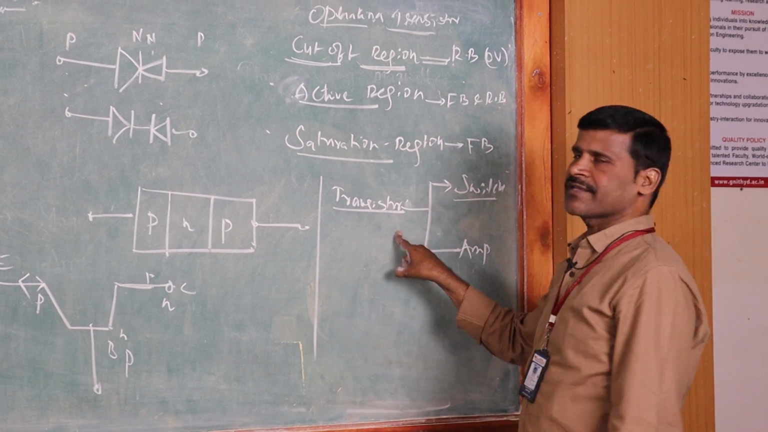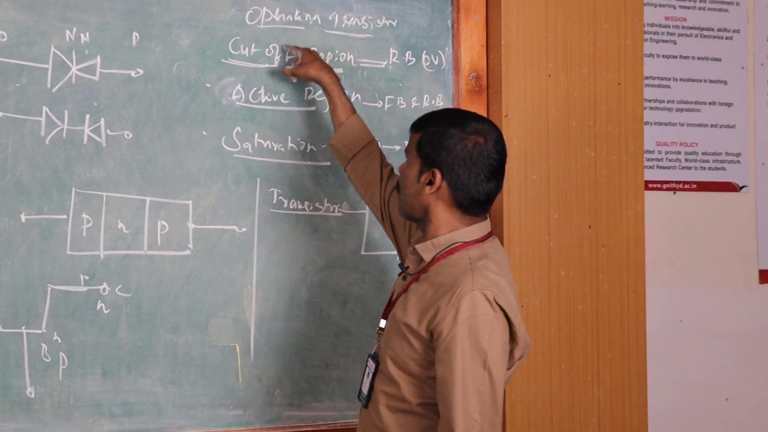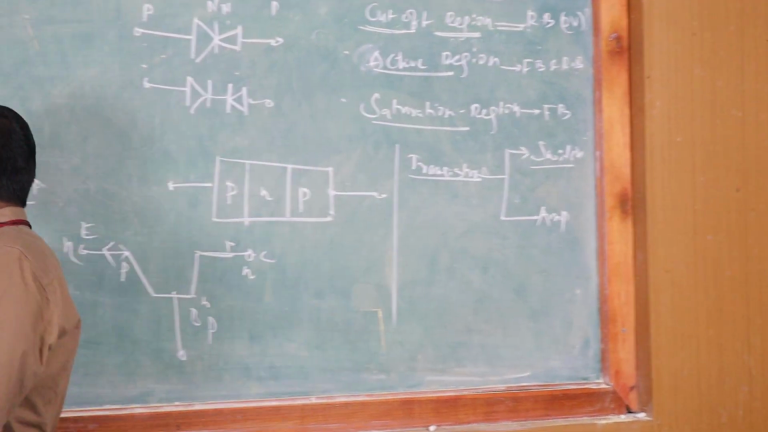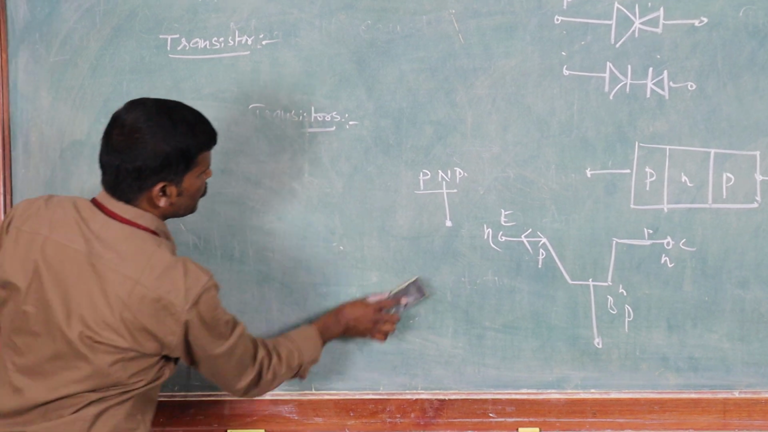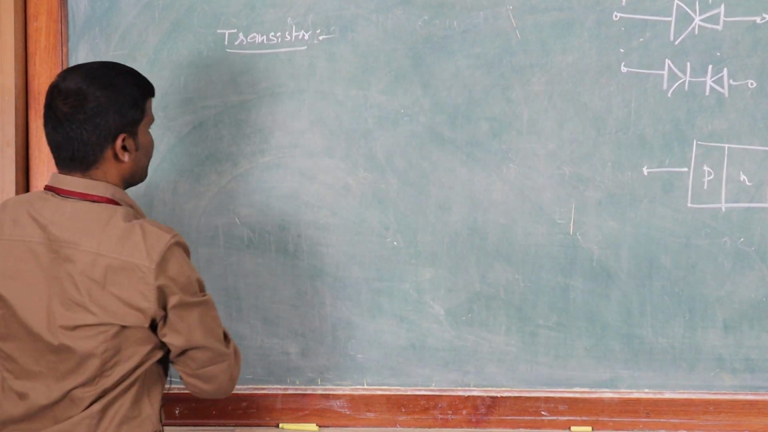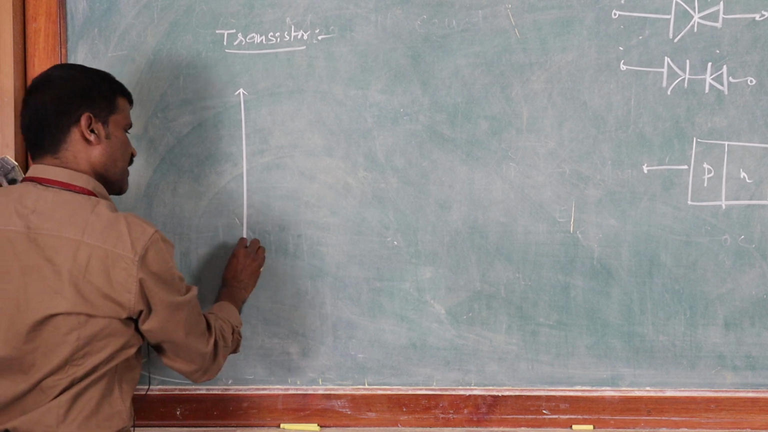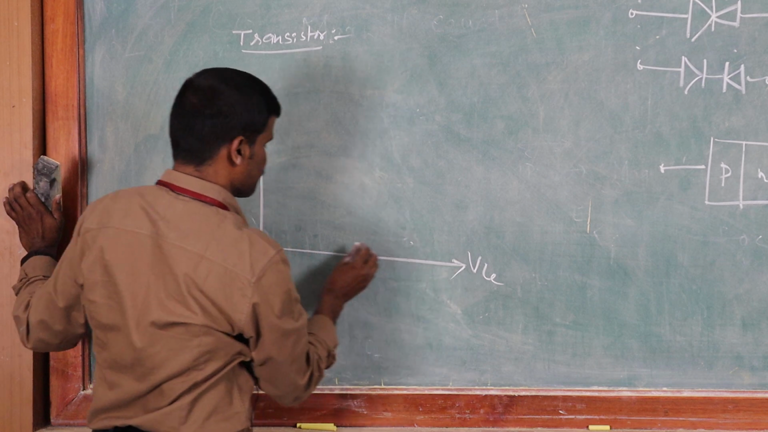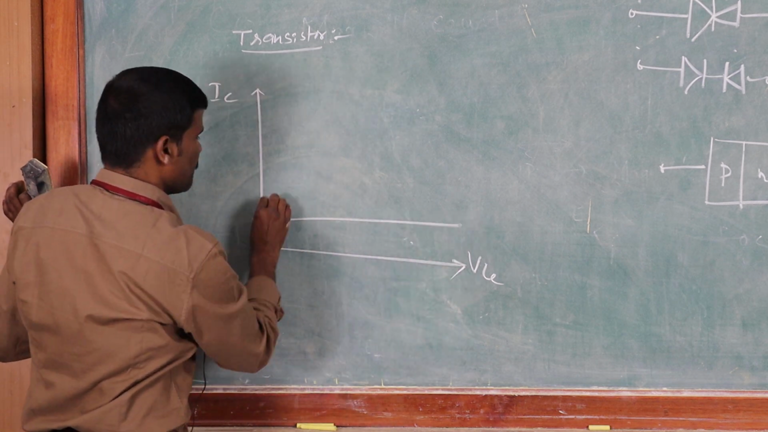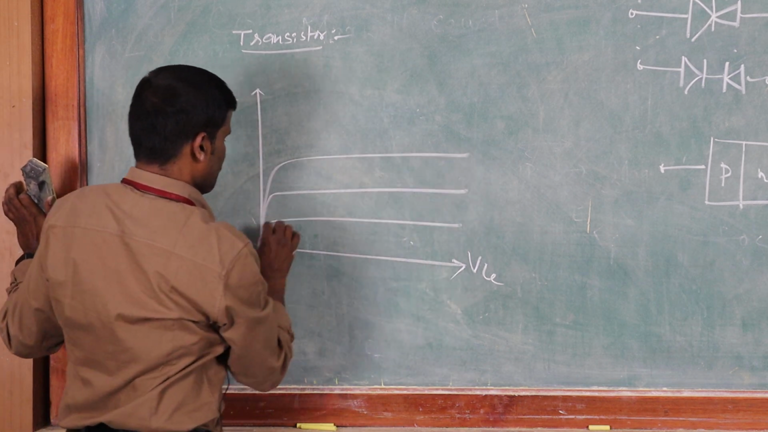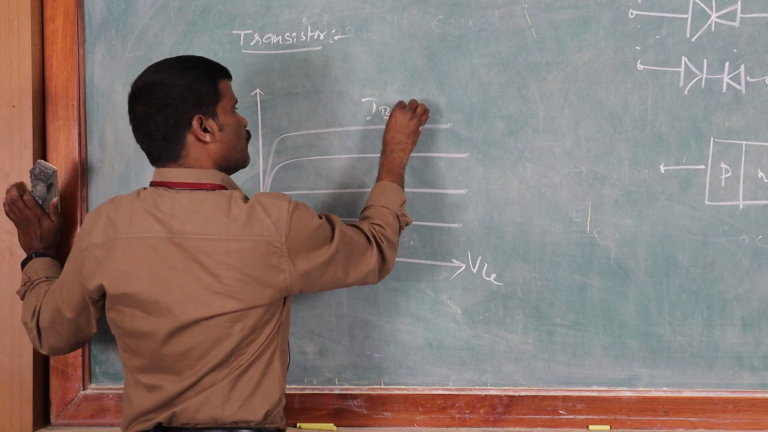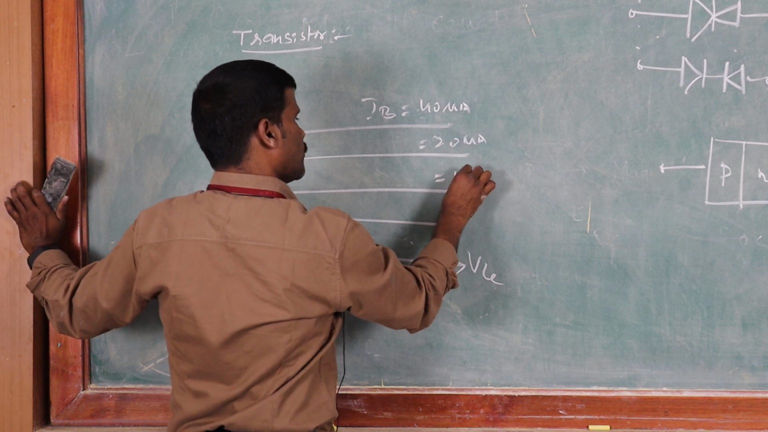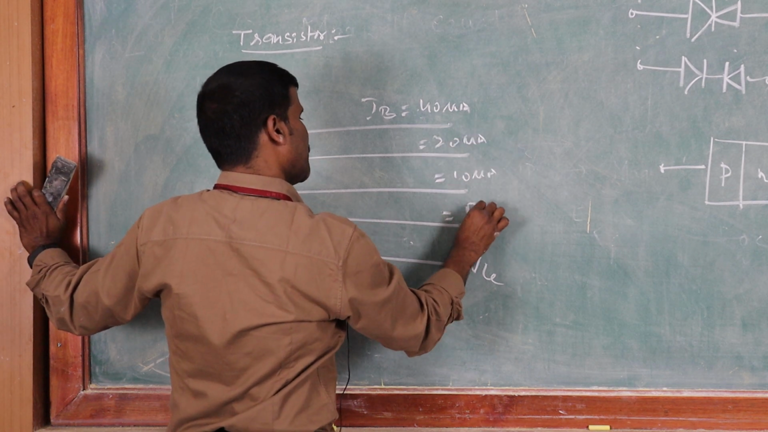When can a transistor be used as a switch? According to the operating region of the transistor, it switches from cutoff region to saturation region. For example, take the output characteristics of a CE transistor configuration, IC versus VCE, keeping IB constant. So this is IB equal to 40 microamperes, 20 microamperes, 10 microamperes, and 0 microamperes.